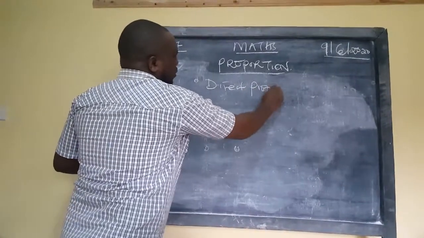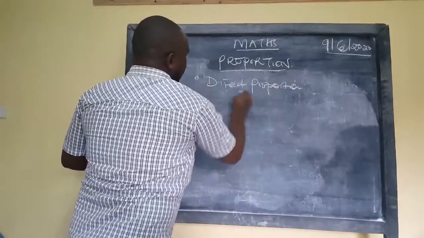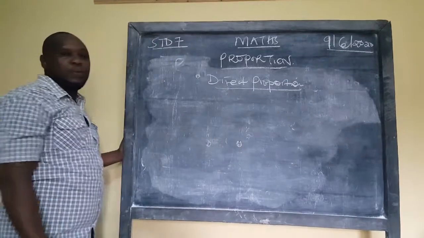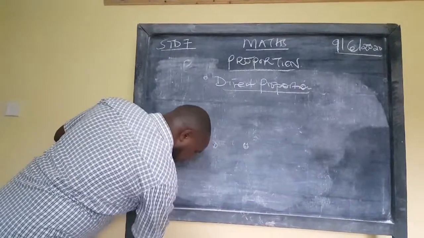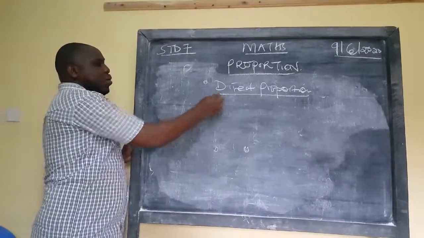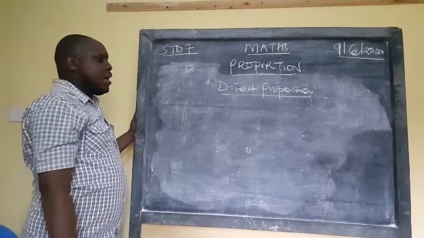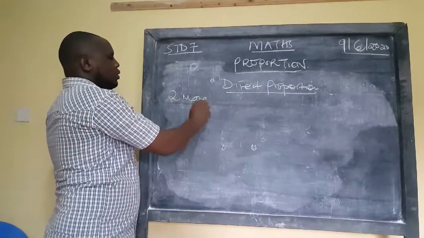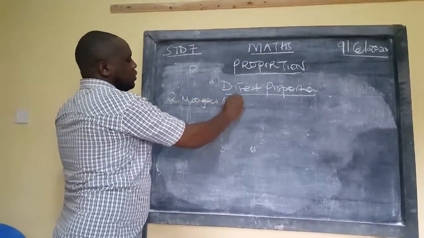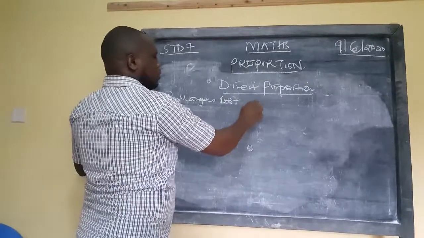Direct proportion is very simple. We will not waste a lot of time explaining. I'll begin by giving you examples. This is where we compare one item directly to the other. For example, two mangoes cost 30 shillings.